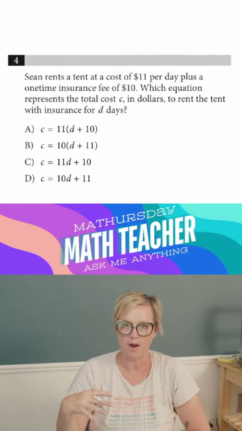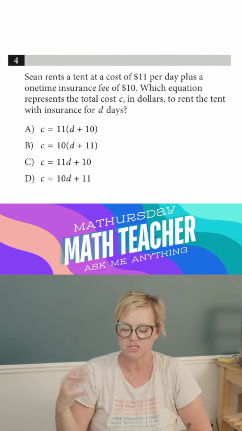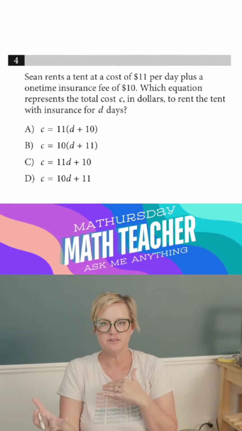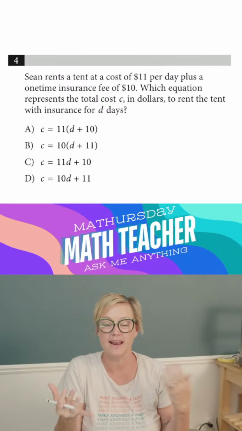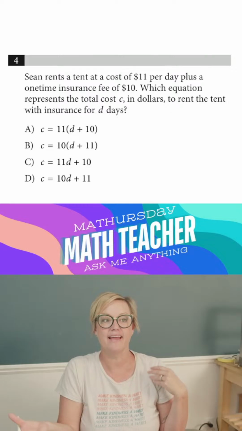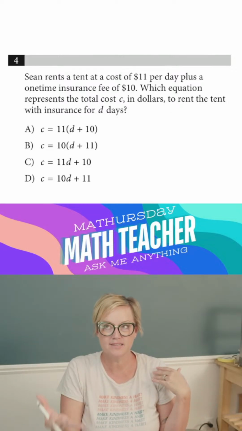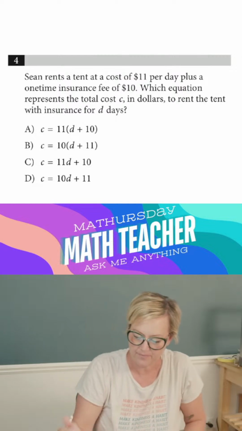So when we're reading through problems like this, we want to see which part of this is going to be changing, right? We have to talk about independent and dependent. So the cost depends on how many days you rent it. The cost is going to change, but it's only going to change based on the number of days, okay?